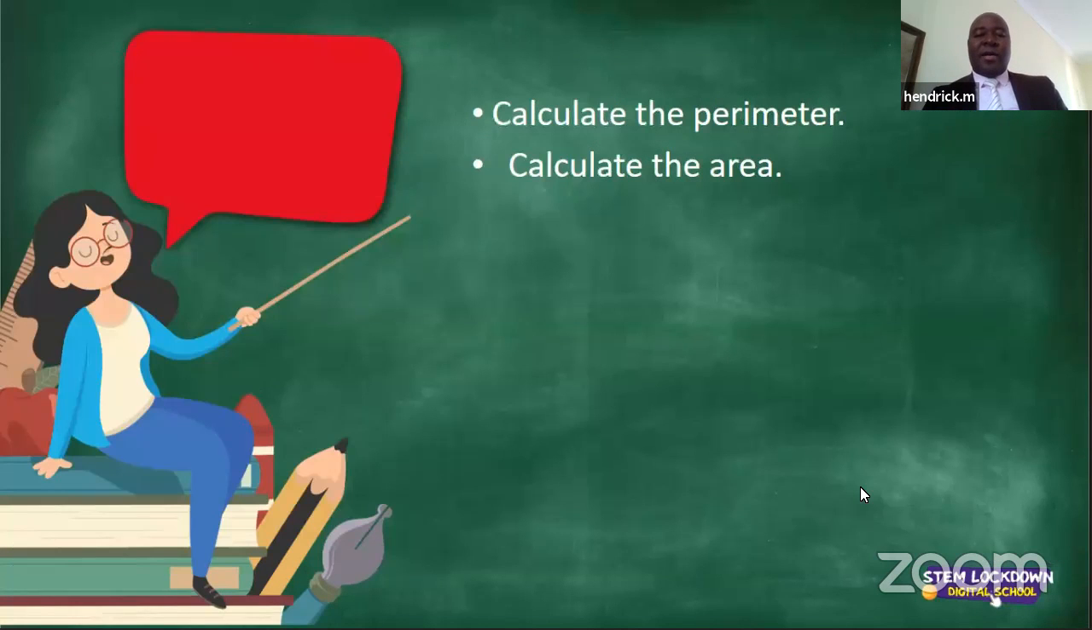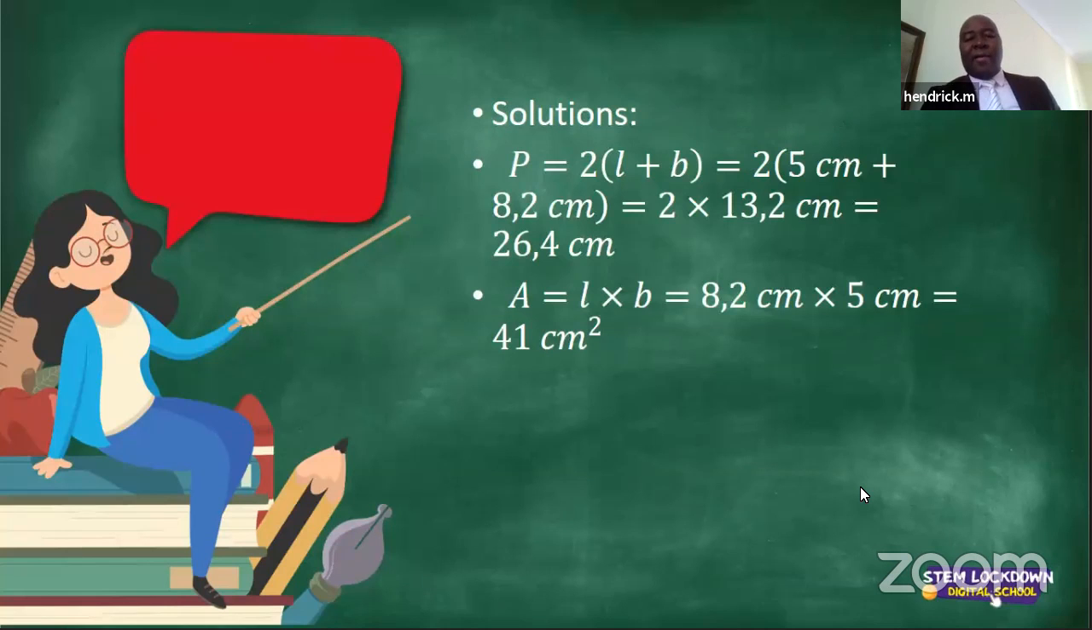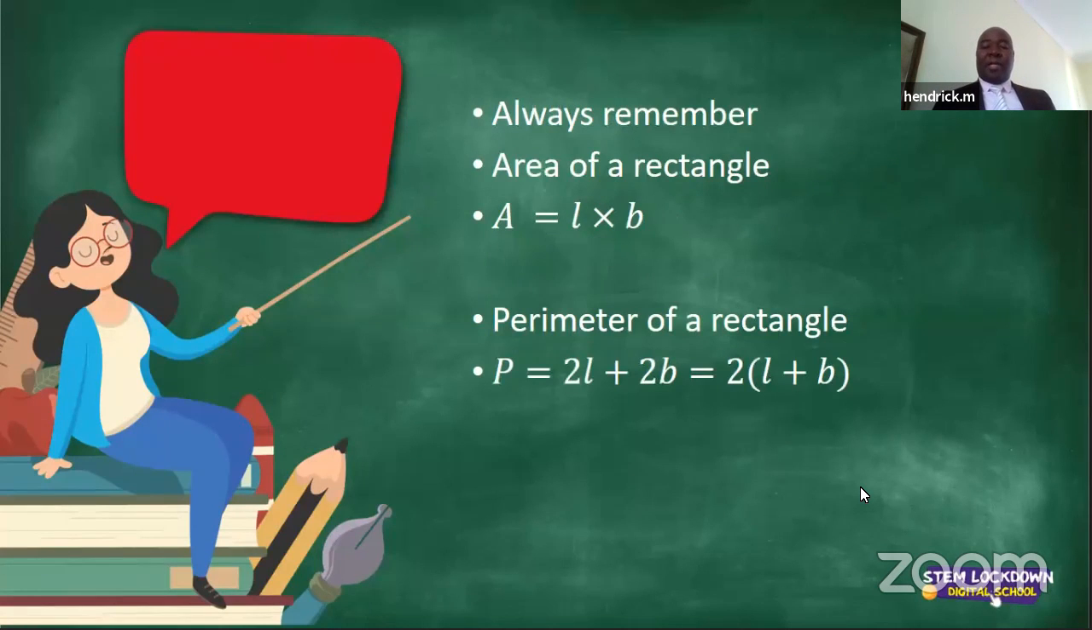And of course, as you can see, we have now calculated the perimeter and the area. The perimeter, as we know, is 26,4 centimeters. And of course, the last one, which is the area, you simply multiply the length times the breadth. And if you multiply 8,2 multiplied by 5, it will give you 41 square centimeters.